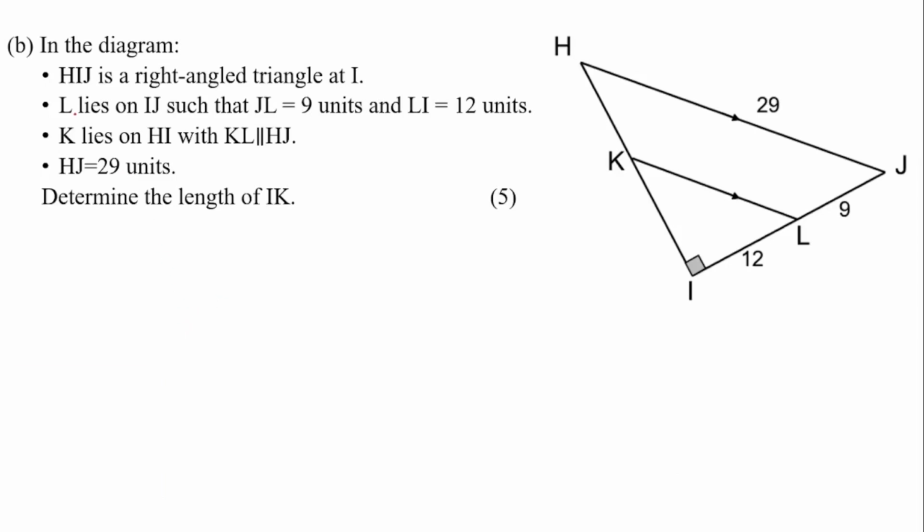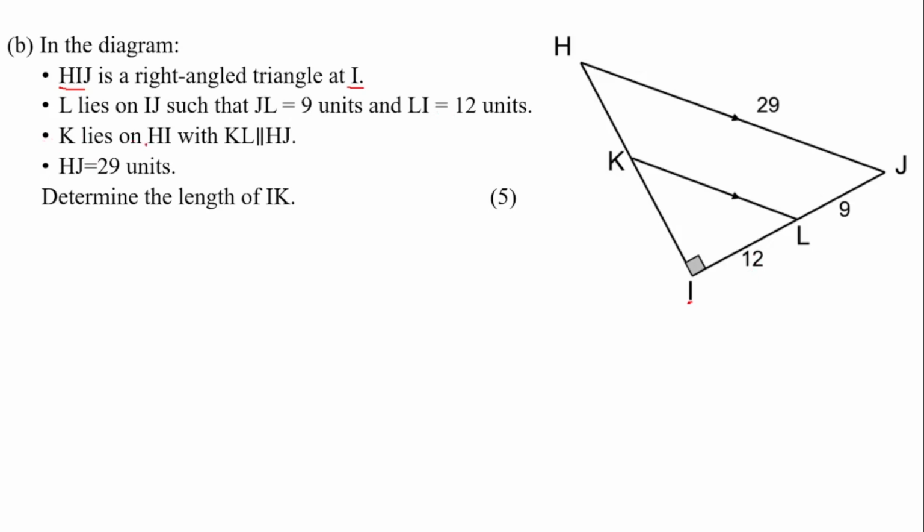Welcome back. Let's do question 5b. In the diagram, HIJ is a right angled triangle at I. It means this is a 90-degree angle here. Right? L lies on IJ such that JL is 9 units and LI is 12 units.